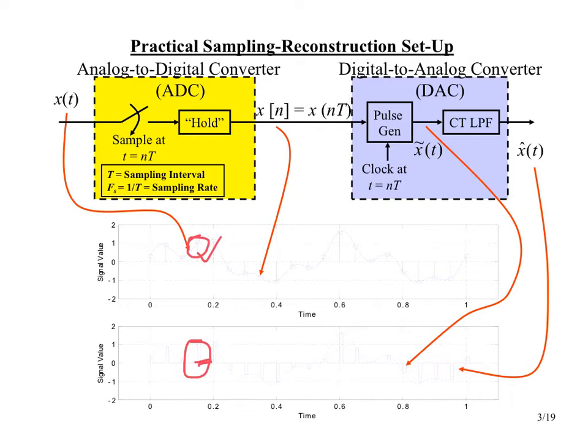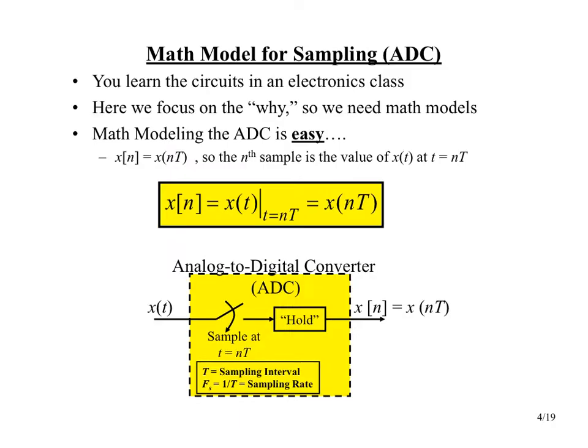Then we take that stream of pulses, and we will see that if we run it through an appropriately designed continuous time low-pass filter, that's going to be how our DAC works. We'd like to be able to figure out how to do this pulse generator and this CT low-pass filter to make this thing equal this. And that's what we're after.